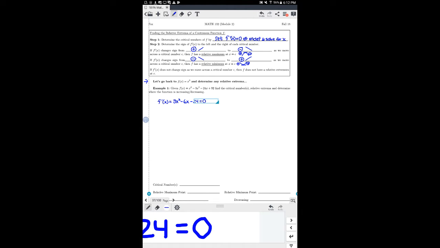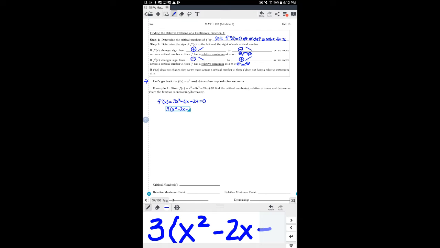This is a tough one to solve for x. I'm going to solve for x by factoring. I have a trinomial, something with 3 terms, and I can pull out a greatest common factor here. I'm going to pull out a 3. I'm going to have 3 times x squared minus 2x minus 8 equals 0. I can factor this some more by doing some reverse FOIL.